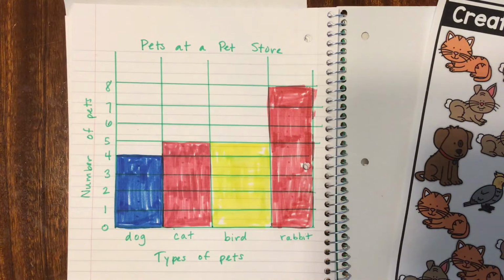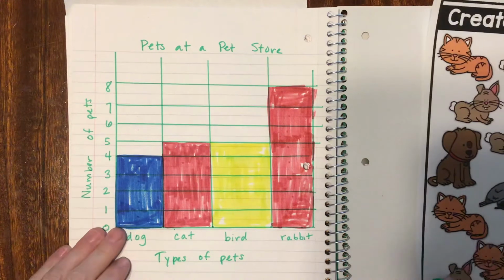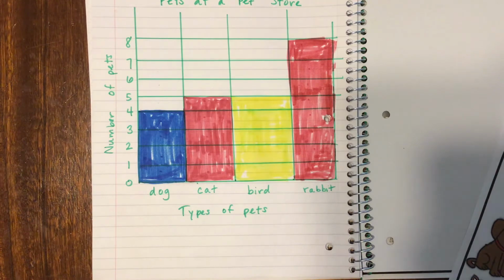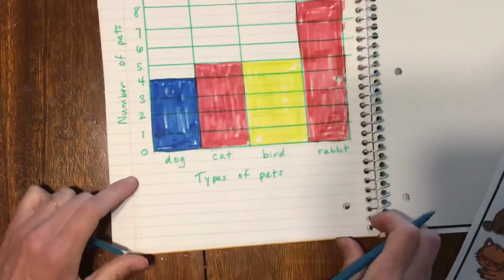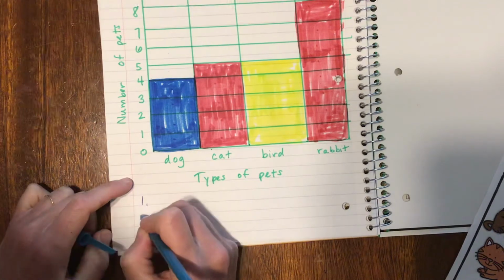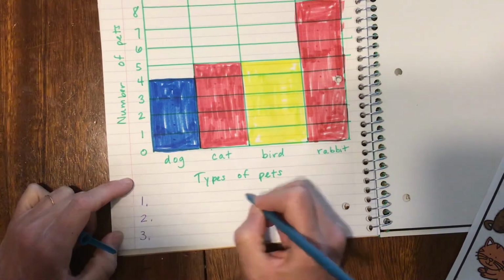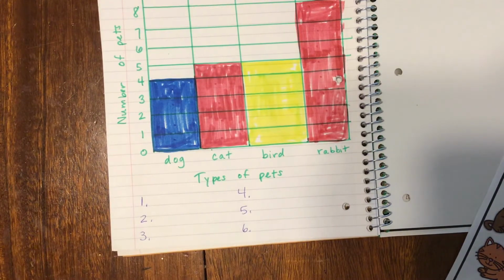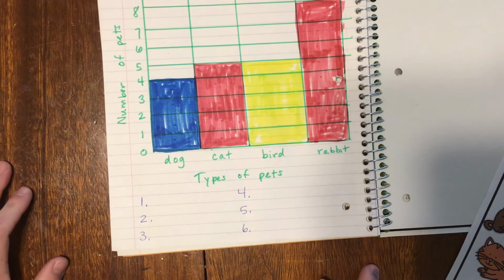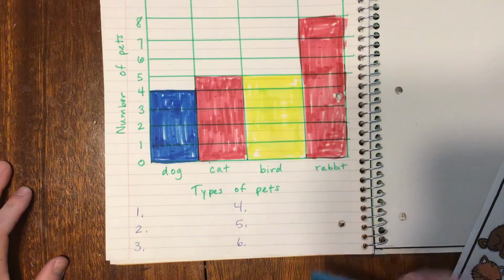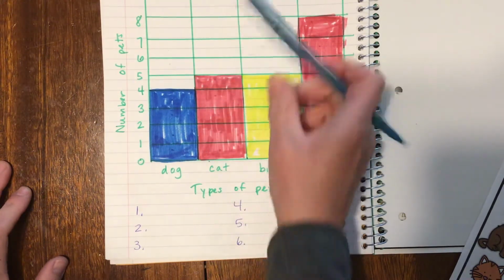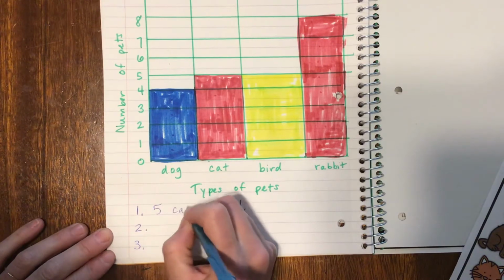Great. All right, now we're going to work on answering some questions. So we're going to number our paper 1 to 6. 1, 2, 3, 4, 5, 6. All right, here are the questions. Number 1, how many cats are at the pet store? Let's check. There's 1, 2, 3, 4, 5. 5 cats.